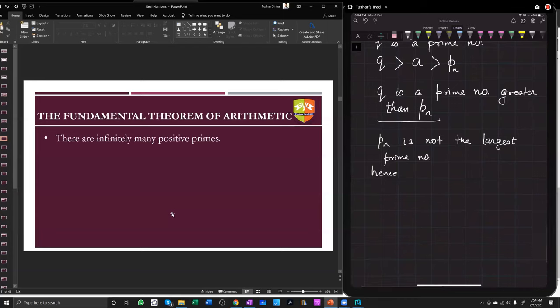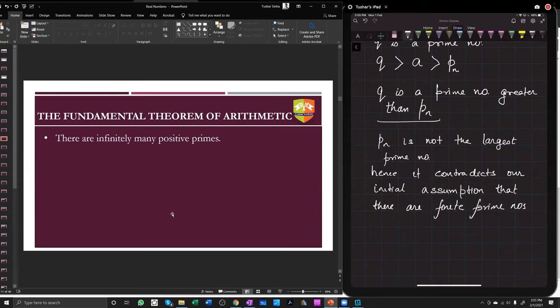Hence it contradicts our initial assumption that there are finite prime numbers. Okay, hence proved. Understood, all of you. So this is the proof that there are infinitely many positive prime numbers.